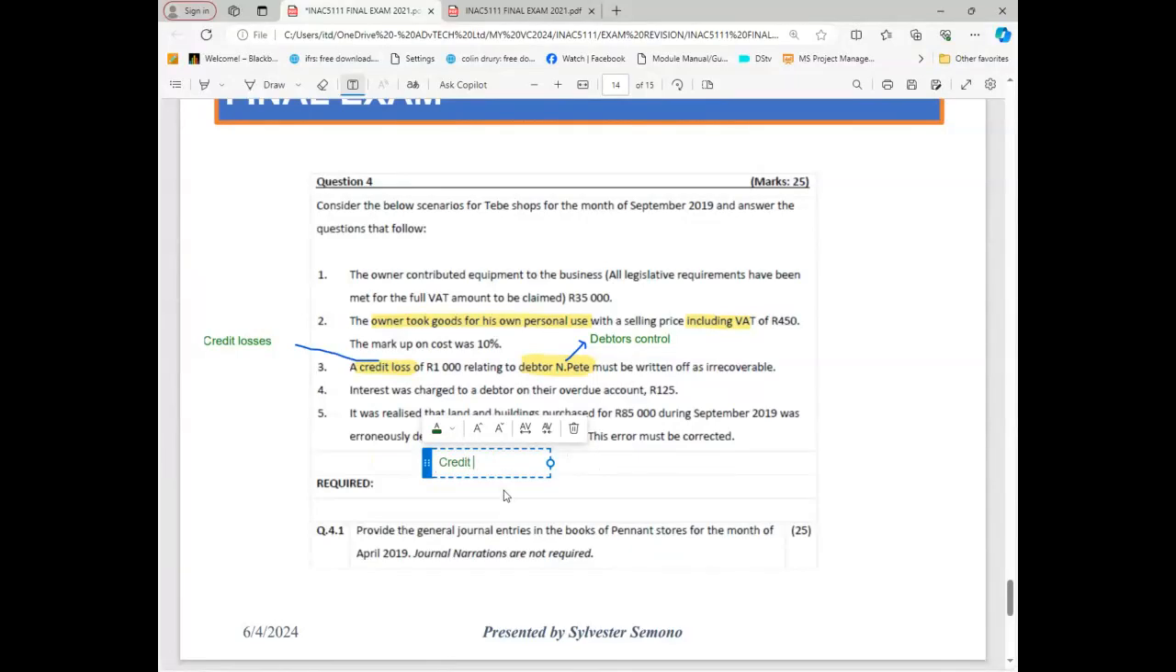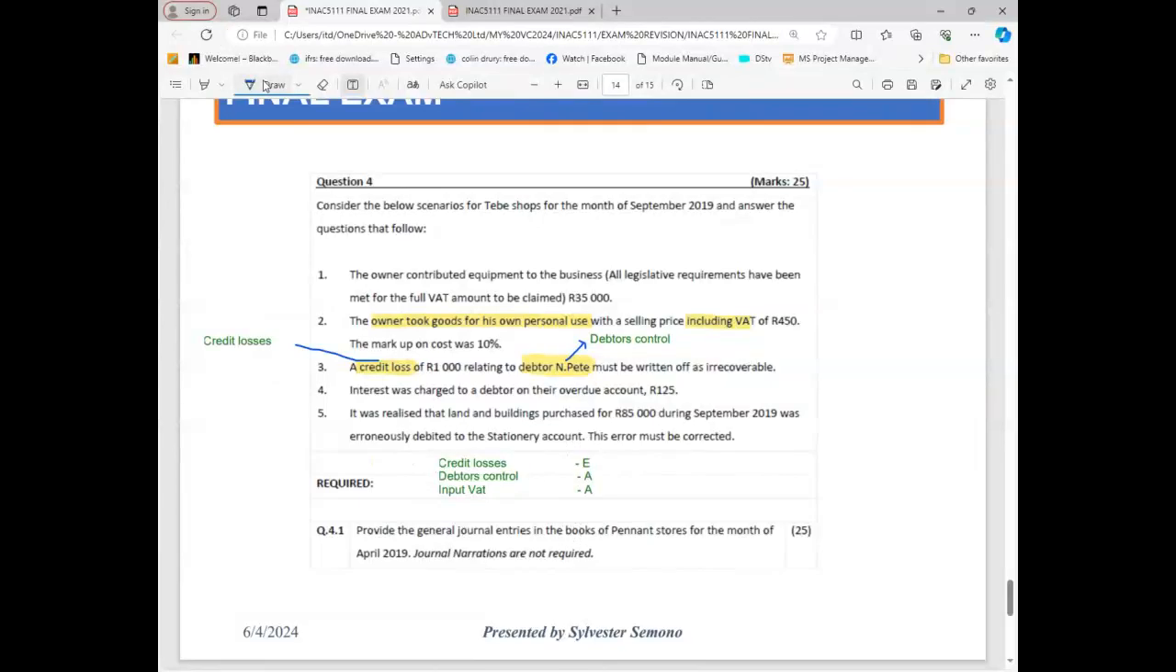So to write it nicely here, I'm going to have credit losses. By the way, credit losses are expenses. We have debtors control, and debtors control are assets. And then we've got input VAT, and input VAT, as you know, is also an asset. It will always be an asset, remember. So these are the accounts involved.